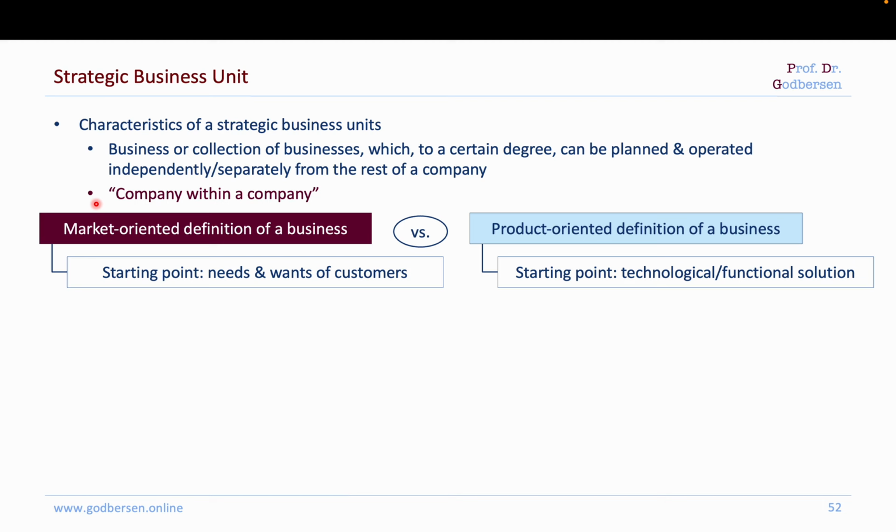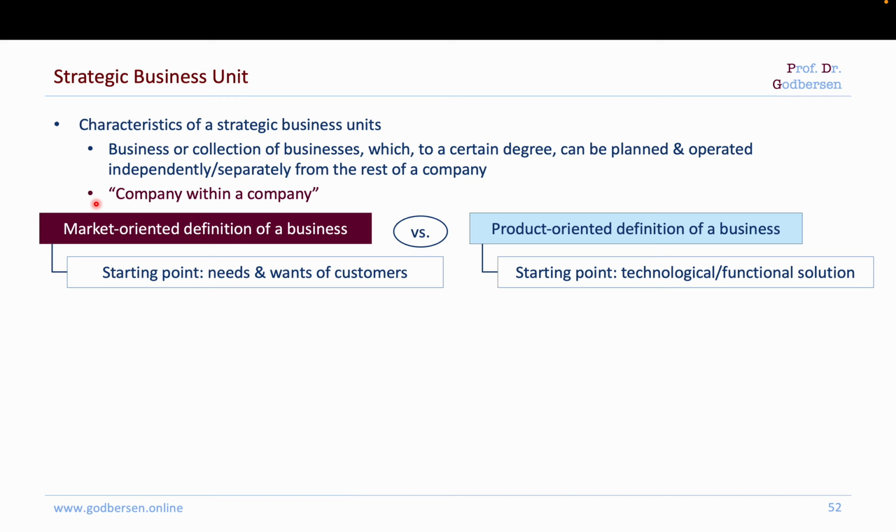And there you can say, with our perspective of country product combinations, that a product that I want to market in a certain country is one business unit.